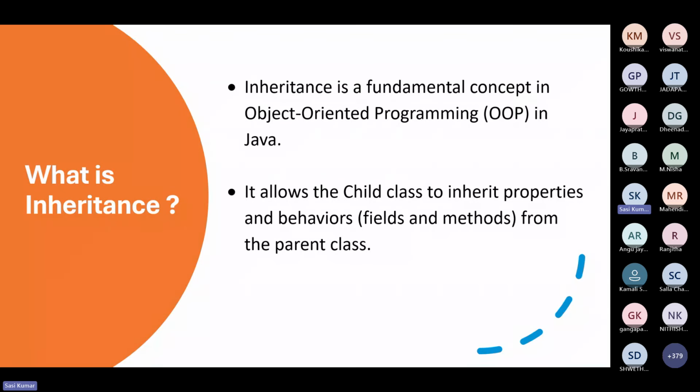So if you want the same logic in a different place, what you can do is just inherit the parent class. In simple words, inheritance is nothing but a child class can inherit properties or behaviors from the parent class. Properties or behaviors are nothing but fields and methods. This we will see. So you might be wondering why we need inheritance, right?